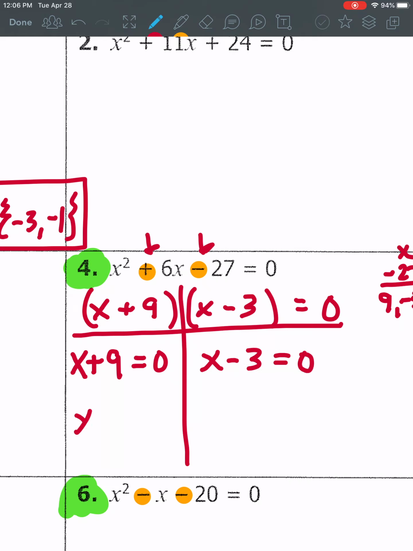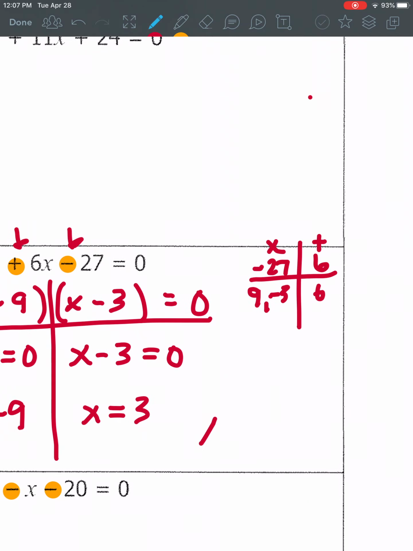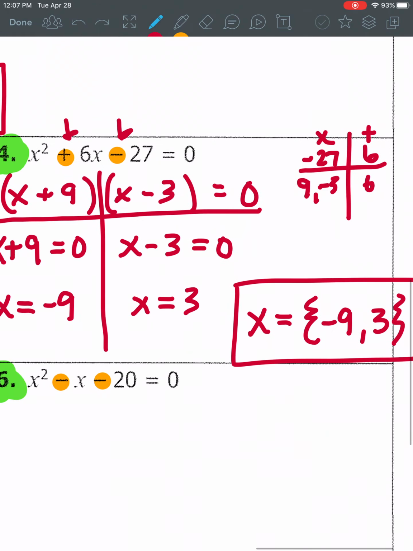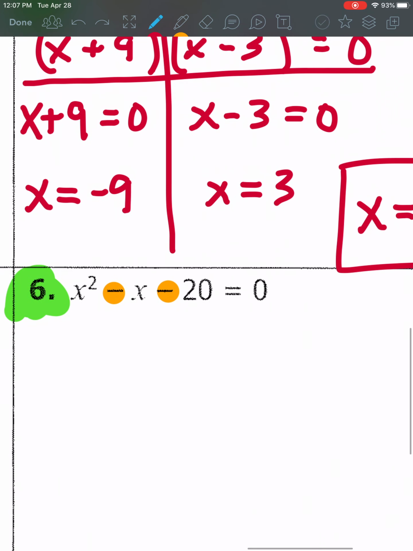So x is -9, plus 3, x is also 3. So x equals -9 and 3. All right. Let's keep going then. This one we have already set equal to 0.